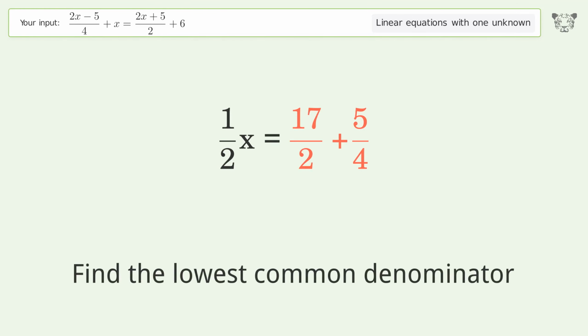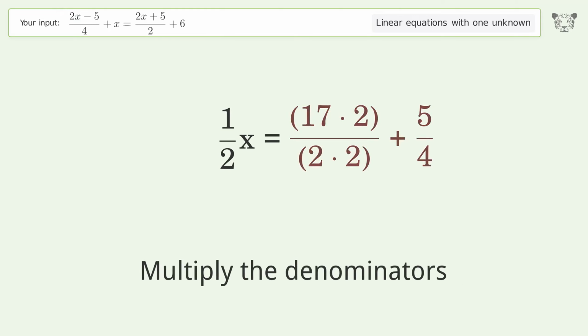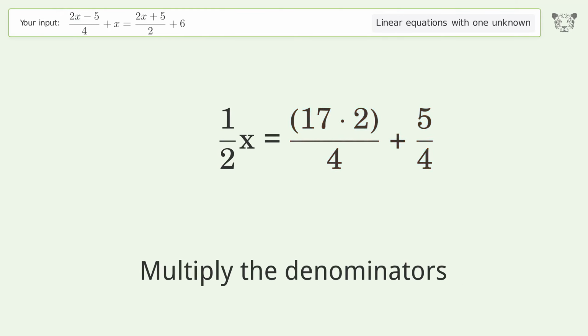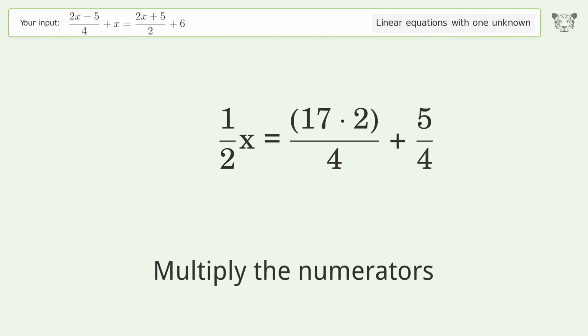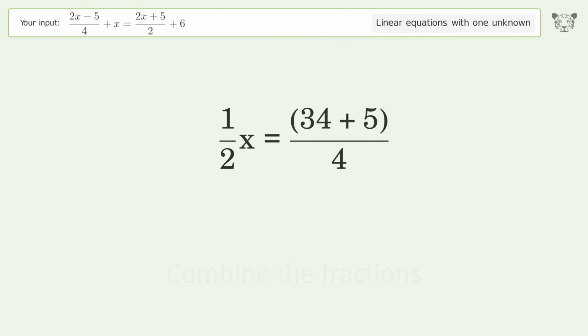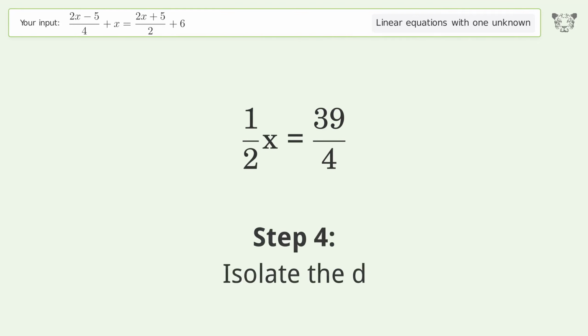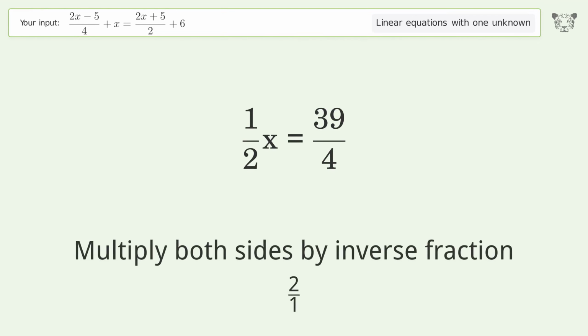Find the lowest common denominator. Multiply the denominators. Multiply the numerators. Combine the fractions. Combine the numerators. Isolate the d. Multiply both sides by inverse fraction 2/1.